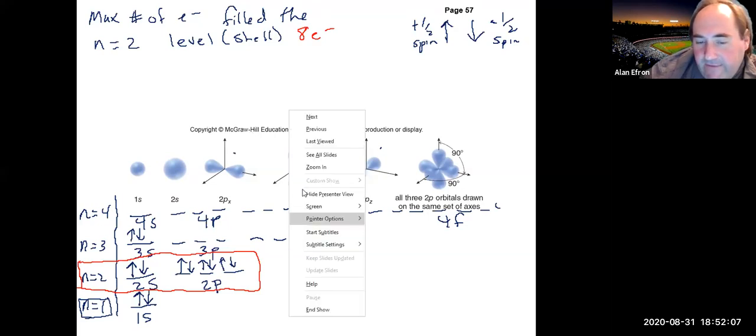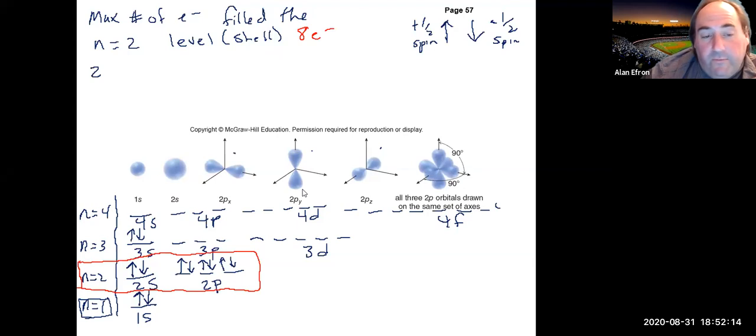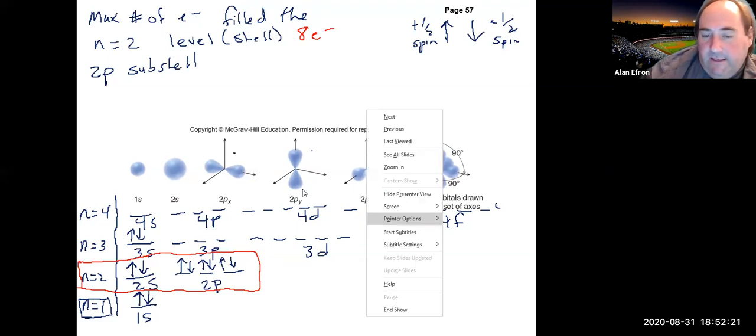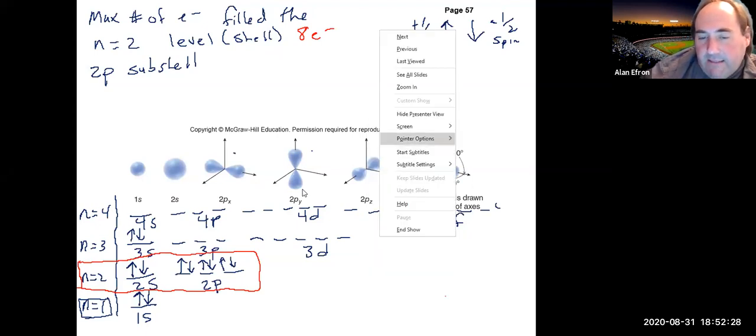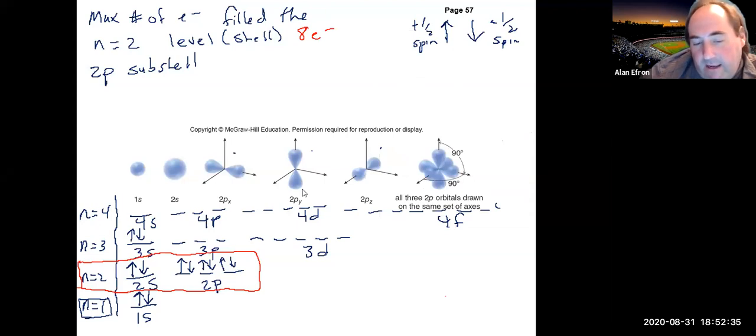Now, if I was asked a similar type of question, what is the maximum number of electrons in the 2p subshell? How many electrons would that be, do you think? Take a second and think about it. If I filled up the 2p subshell, what is the maximum number of electrons I could put in there? Hopefully you figured out that 2p is here. The 2p subshell would be just these. It is a grand total of 2, 4, and 6 electrons, or 3 orbitals. This is sometimes what is referred to as a subshell or a sub-level.